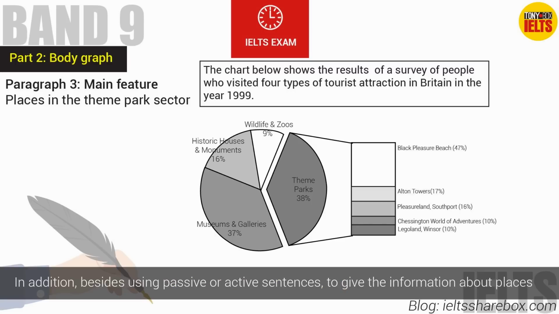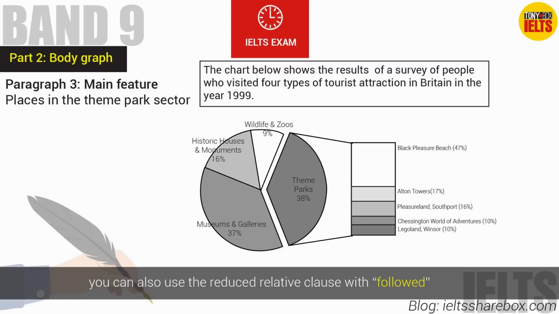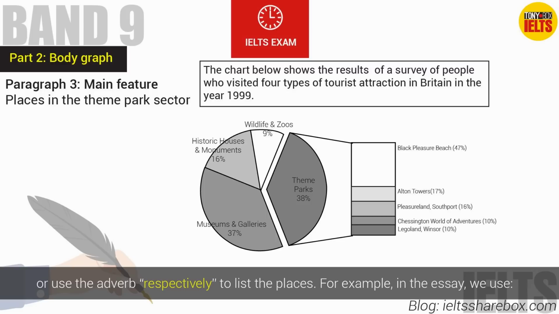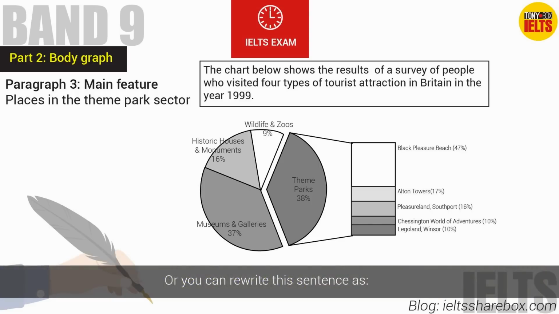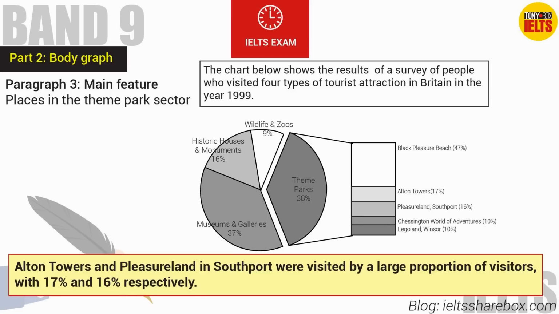In addition, besides using passive or active sentences to give the information about places, you can also use the reduced relative clause with followed, or use the adverb respectively to list the places. For example, in the essay we use, Alton Towers was the second most popular amusement park, with 17% of the sample, followed by Pleasureland in Southport with 16%. Or you can rewrite this sentence as, Alton Towers and Pleasureland in Southport were visited by a large proportion of visitors, with 17% and 16% respectively.